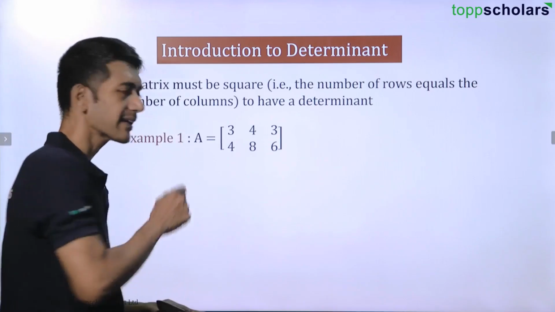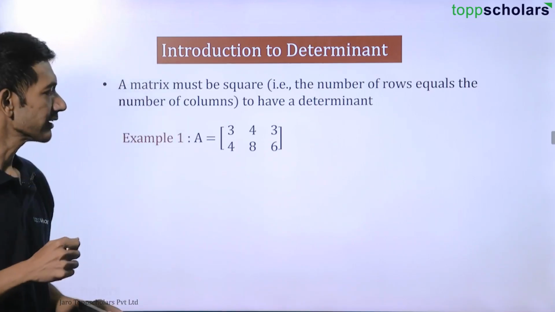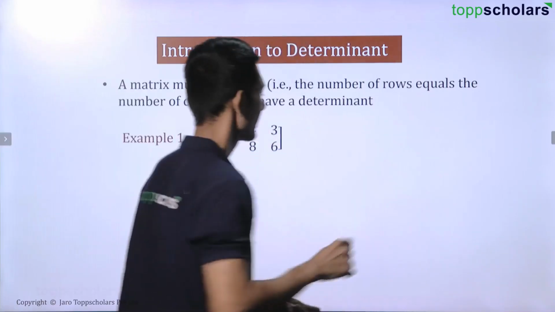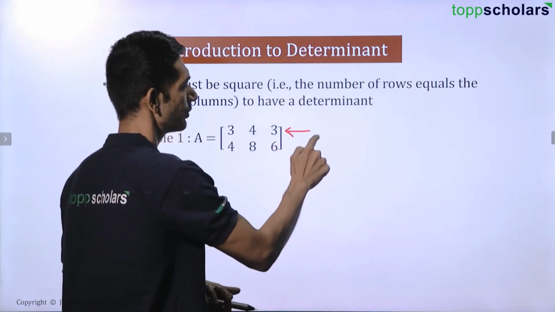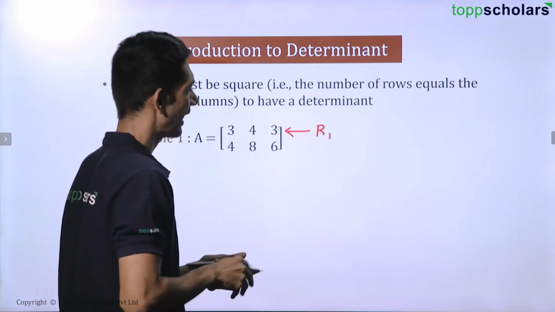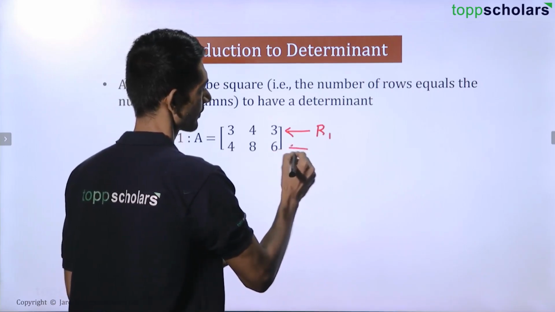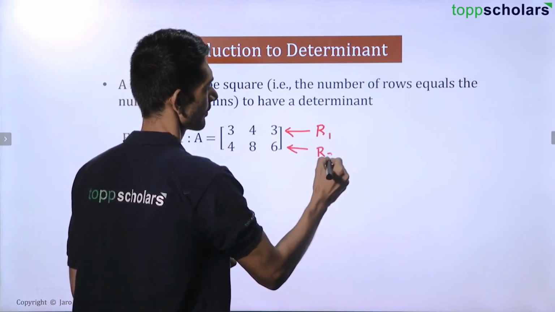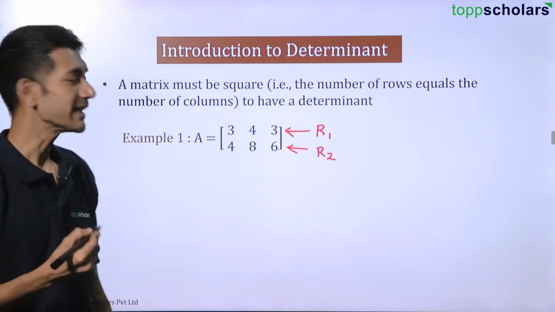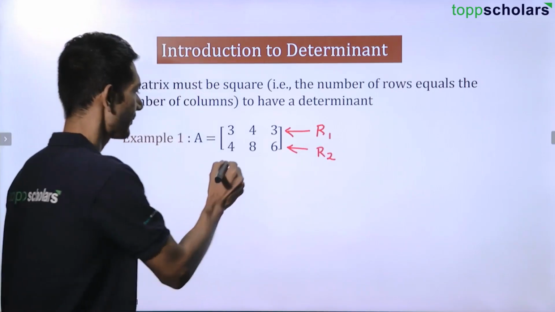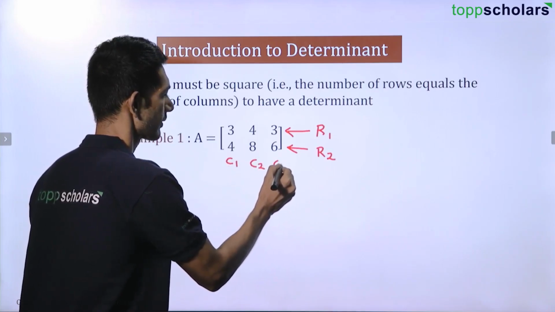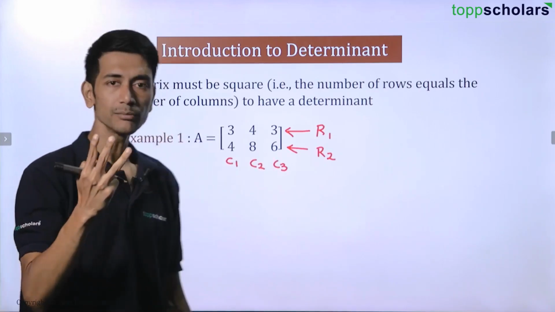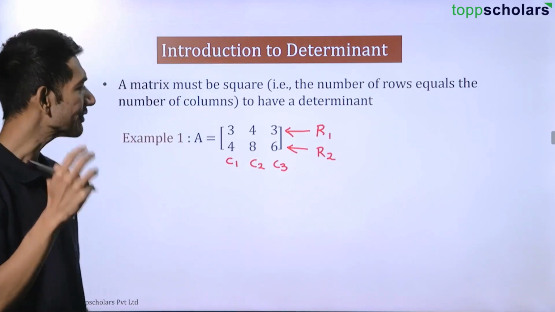We have a matrix A, and in this matrix A, how many rows are there? Can I say there are 2 rows? So this is your first row, I can call this R1, and this is your second row, that is R2. How many columns are there? Can I say there are 3 columns? So basically we have 2 rows and 3 columns.